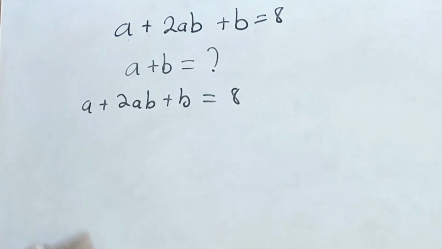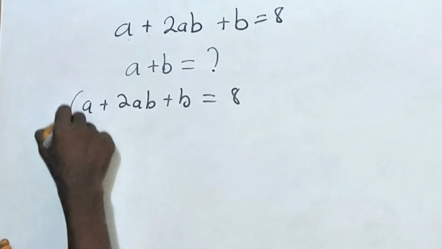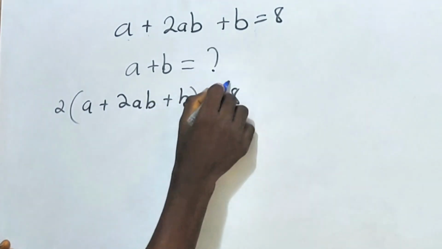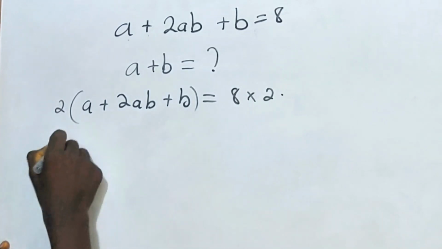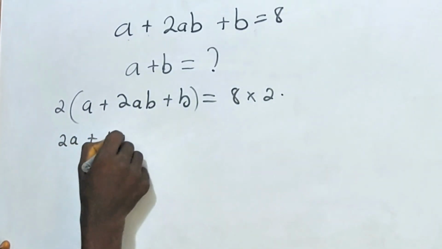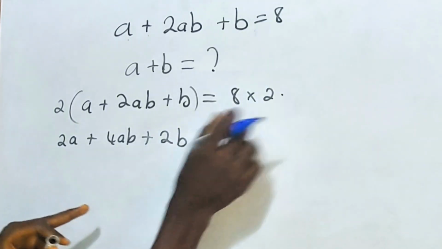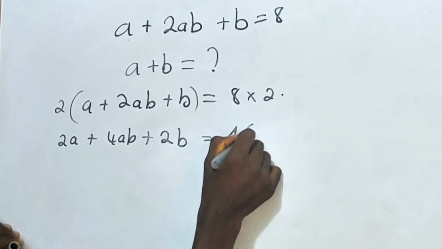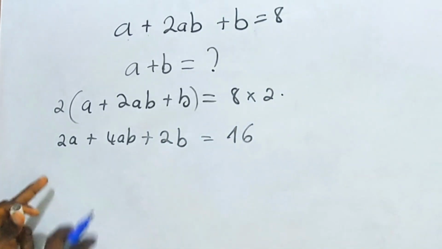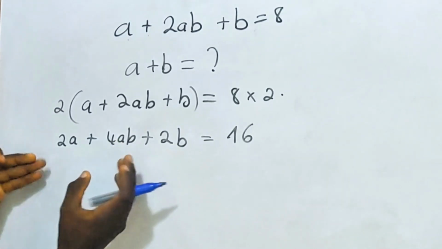What you can do is multiply both sides by 2. First of all, multiply here by 2 and here by 2. We have 2a plus 4ab plus 2b, so as to have everything in there, making it easy to solve. Here we have 16. Here we can bring out this a on the other side, like factorizing.